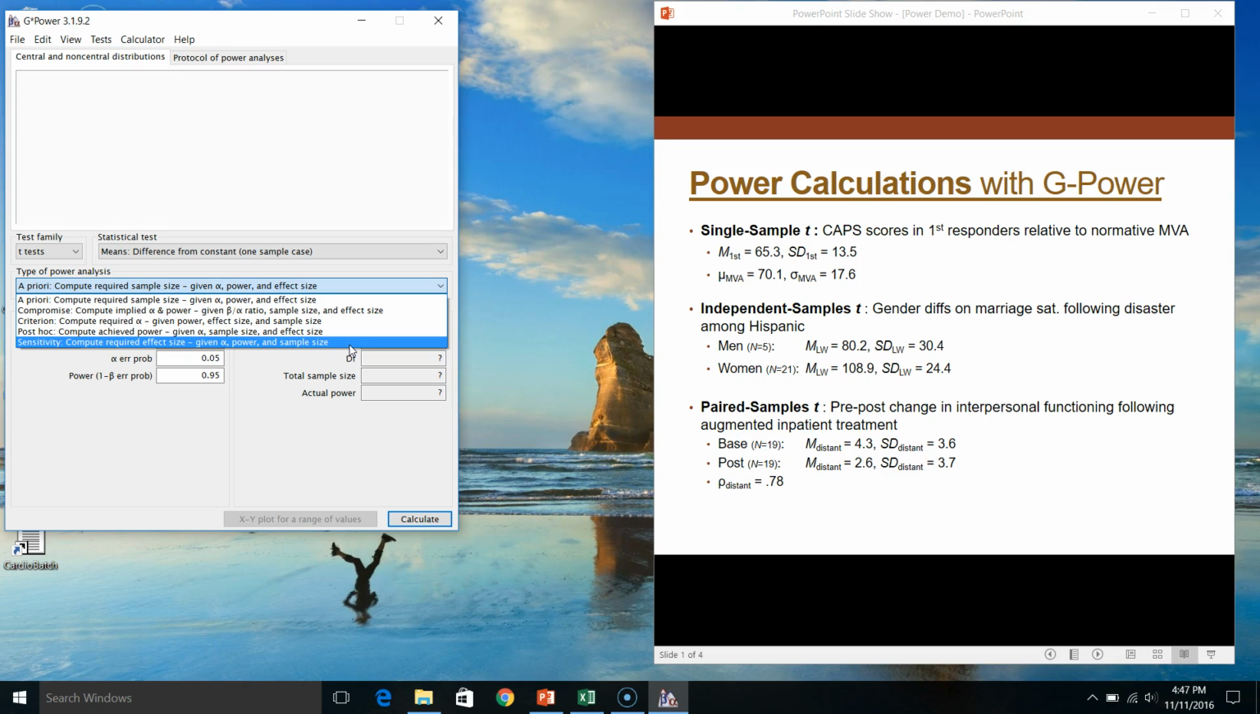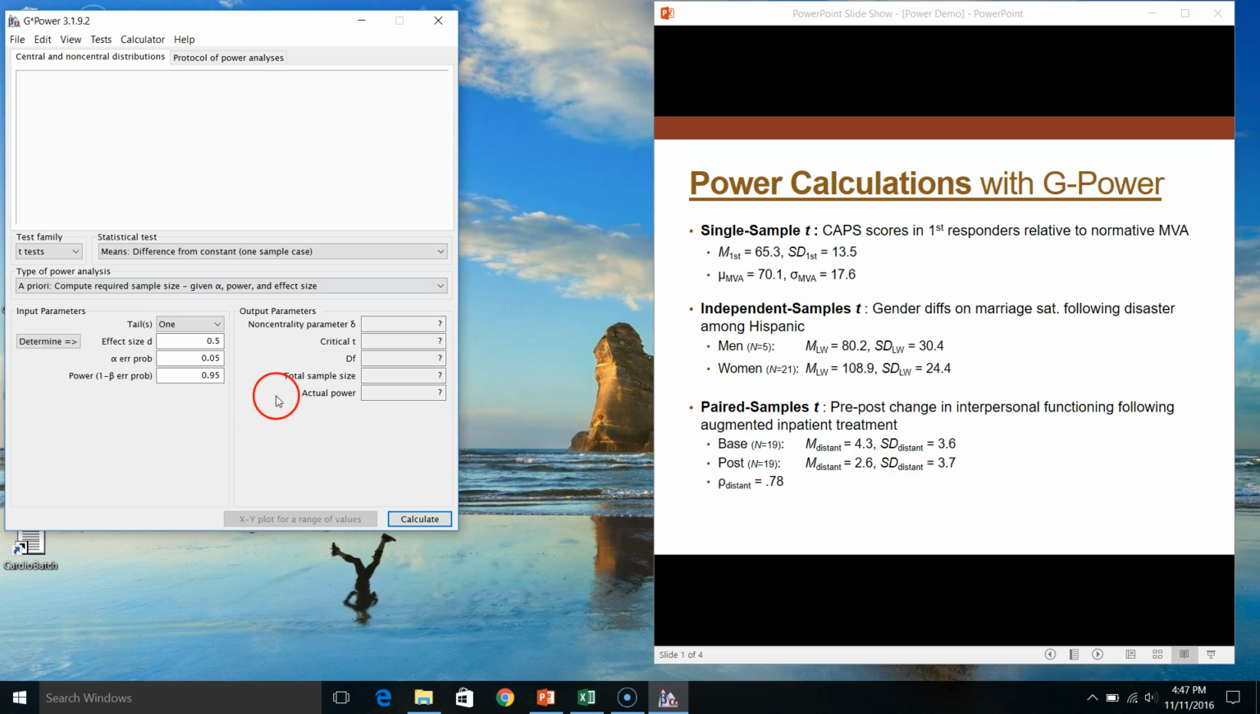So if we wanted to say, I am able to collect 100 participants, with 100 participants at 80% power, what is the effect size that I would need in order to be adequately powered? So there are some different things we can play around with, but for this demonstration, again, make sure that you're on a priori power.